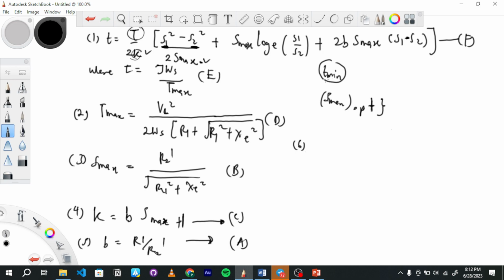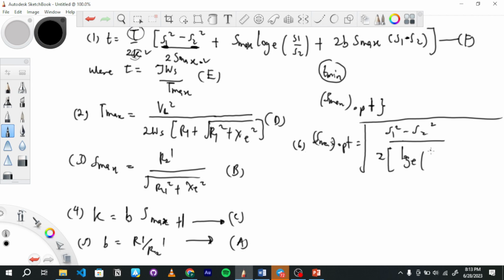So if you're supposed to find the minimum time or optimize the time or whatever, you must find your S max optimum. It is equal to, so you must know this formula too, S1 squared minus S2 squared over 2 multiplying log to the base B of S1 over S2 plus 2B times S1 minus S2.